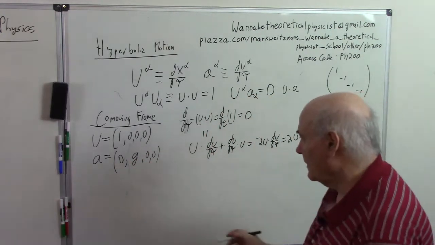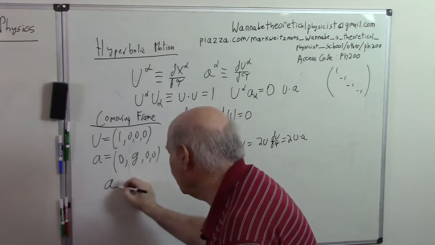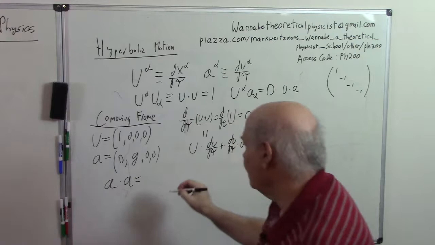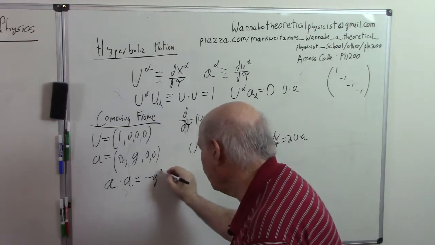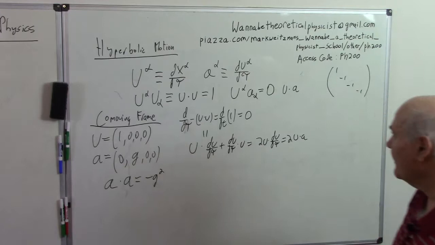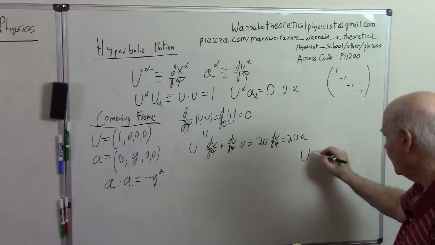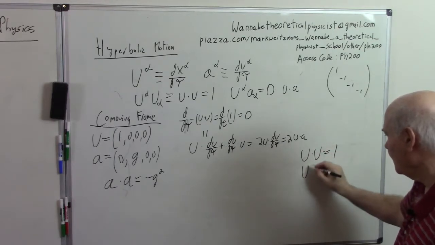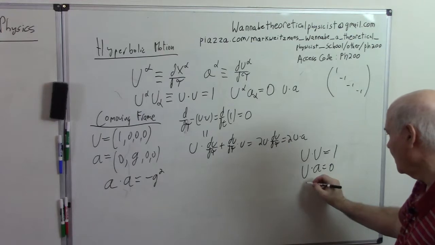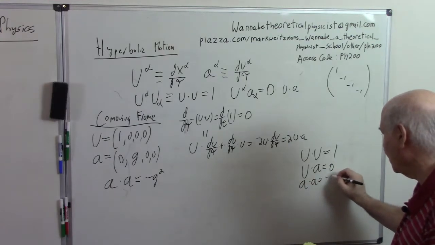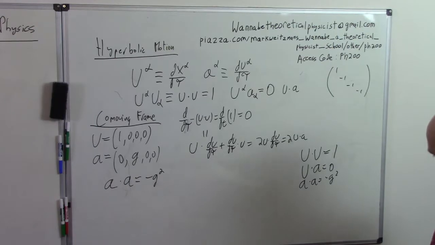Now we can write a covariant statement, which will be true for anything: a dot a is equal to minus g squared. So we now have three algebraic equations. I'll write them again: u dot u equals 1, u dot a equals 0, a dot a equals minus g squared. Using these algebraic equations, we can get some easy differential equations, which I'll show how, and they're trivial to solve.